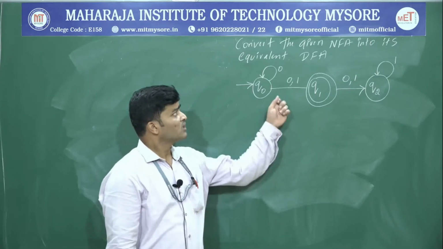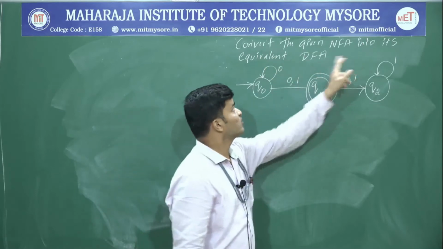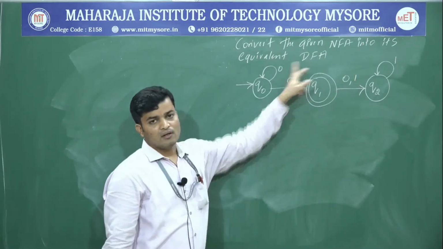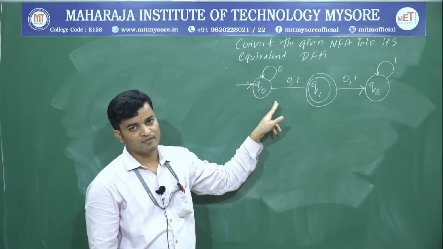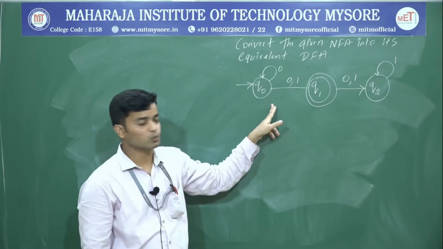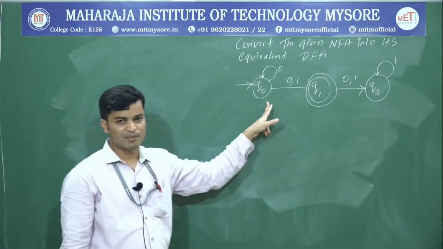The next problem is conversion of NFA to DFA, that is, to convert the given NFA into its equivalent DFA. There is no need to write the NFA, because in the question itself the NFA is given. So directly you can go with step number 2.